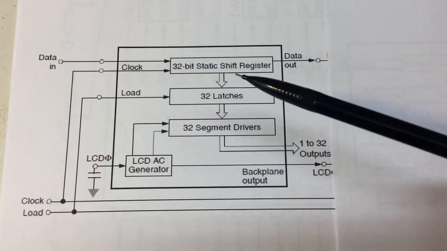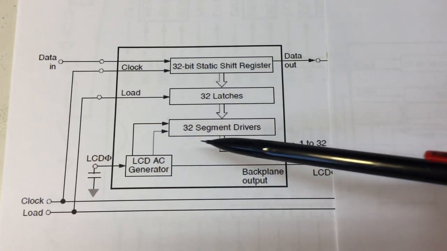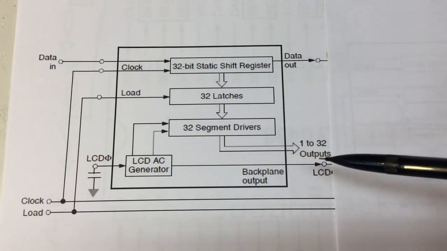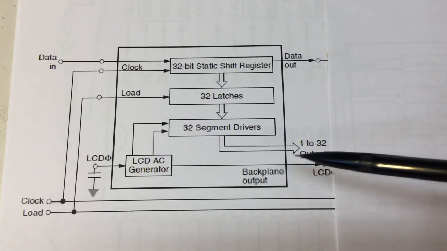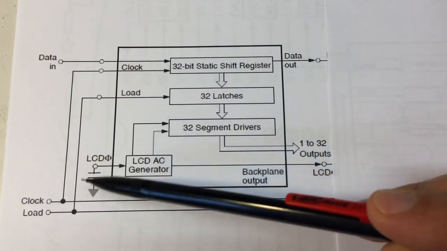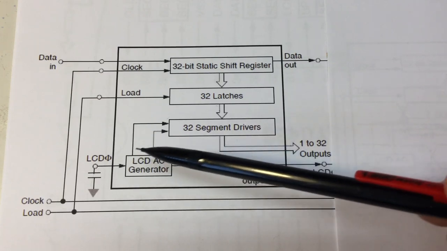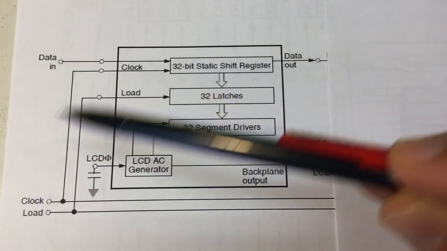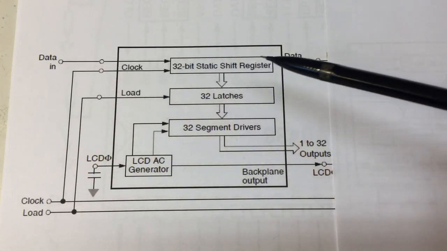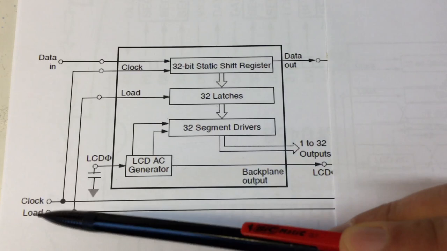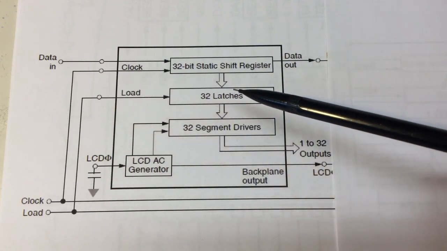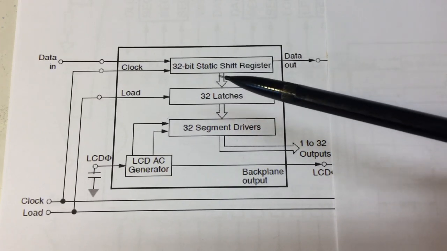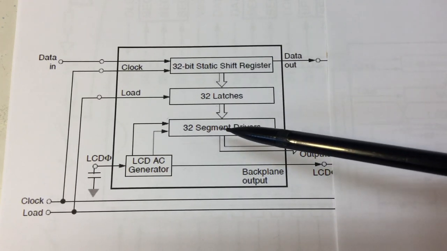Just as a reminder, we have those 32 segment drivers that go to the LCD as well as a backplane output. We have that capacitor which determines the frequency of our AC generator, and we have that data in and clock line into our shift register, and that load line, which transfers the content of the shift register into our latches, which control the segment drivers.